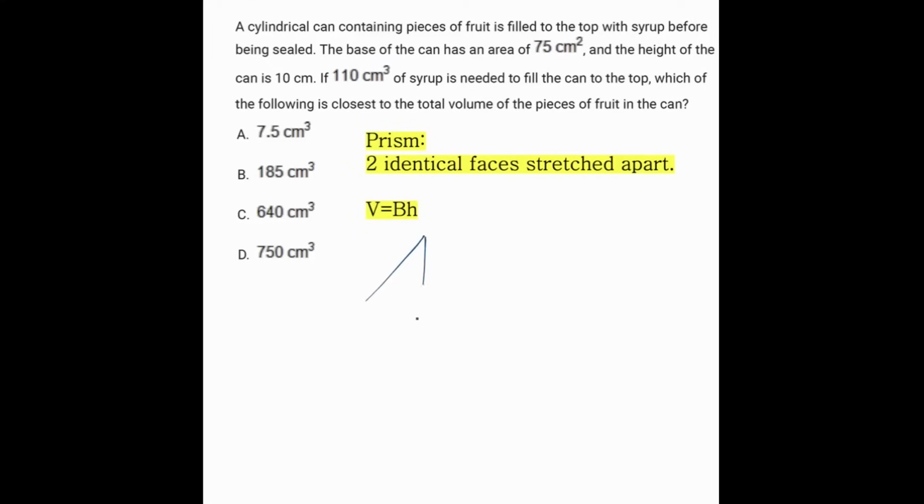For instance, if we had this triangle right here and across a 3D space, we had another triangle that looks just like it. That fits the definition of what a prism is, because we have the two identical faces, which are this triangle and the opposite triangle from it on the other side. And then we have the height, which is the distance between the two triangles. So that is our capital B, and that is our H.